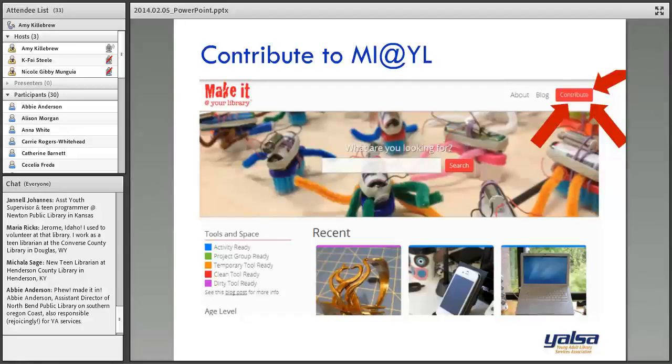And then finally, if you are already a maker yourself and you're doing these sorts of projects in your library and you want to see a project that you've created at makeitaturelibrary.com, you can add your project to Instructables and then let us know that you've added it, and we'll index it and put it on Make It at Your Library.